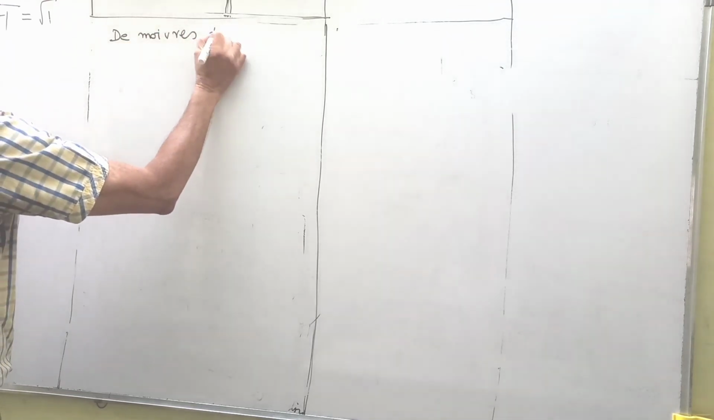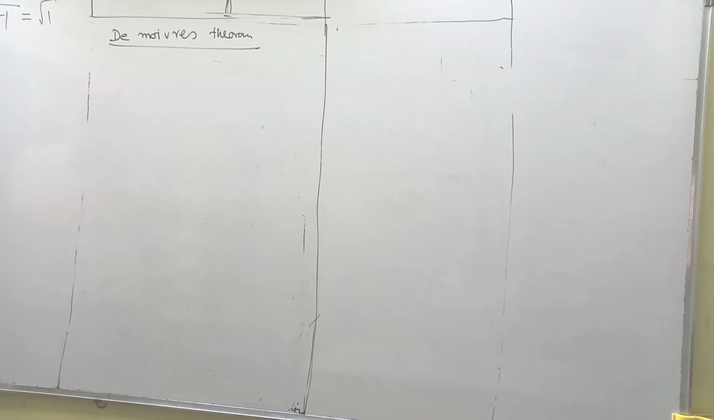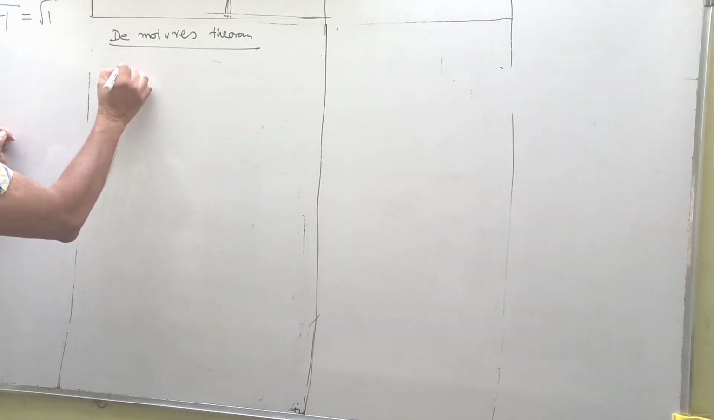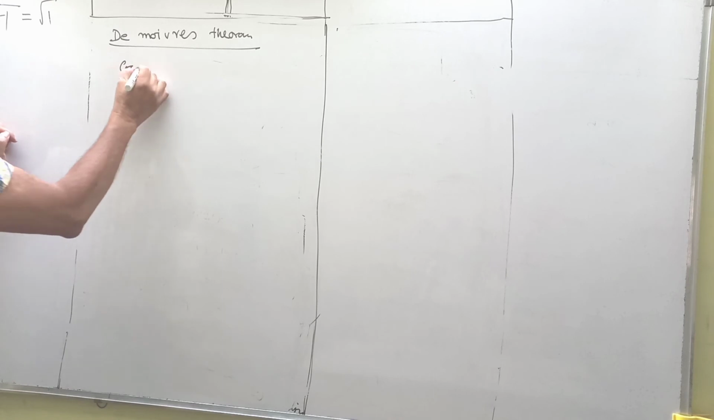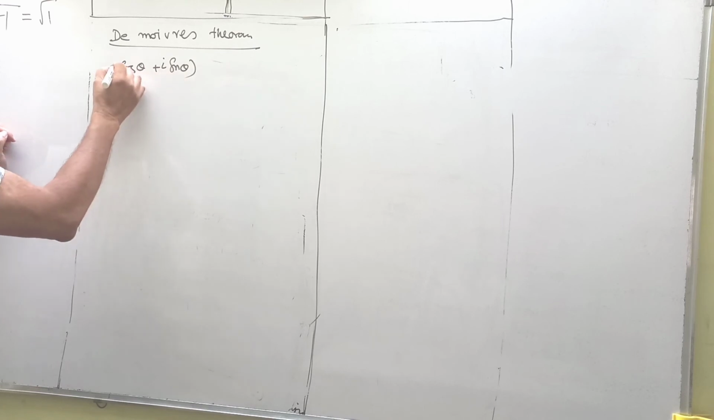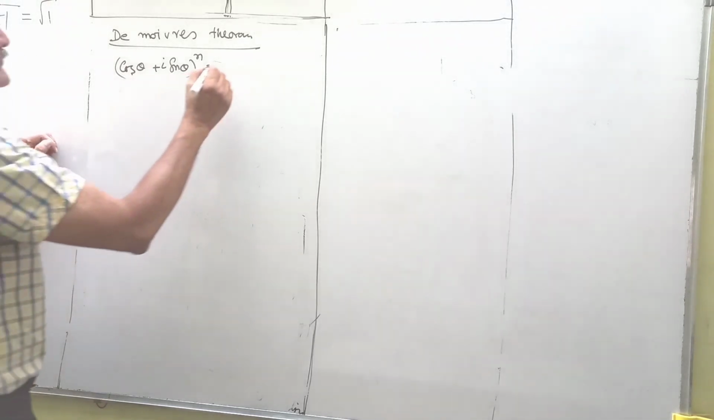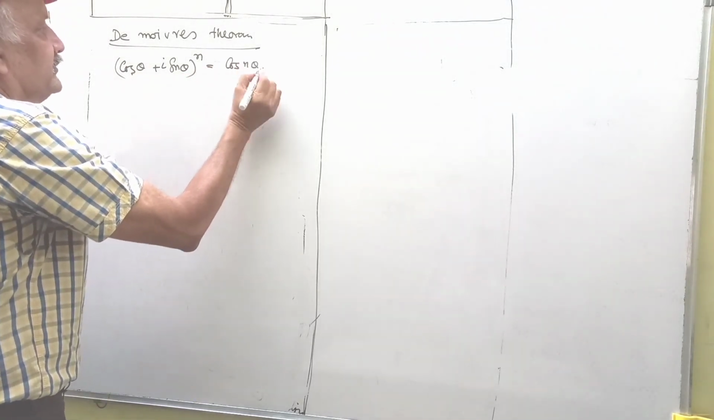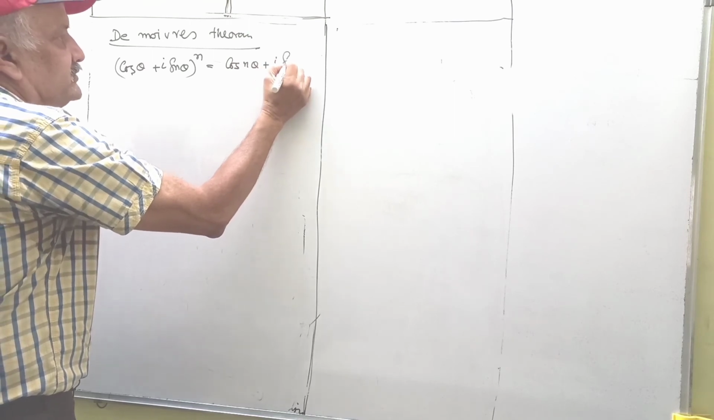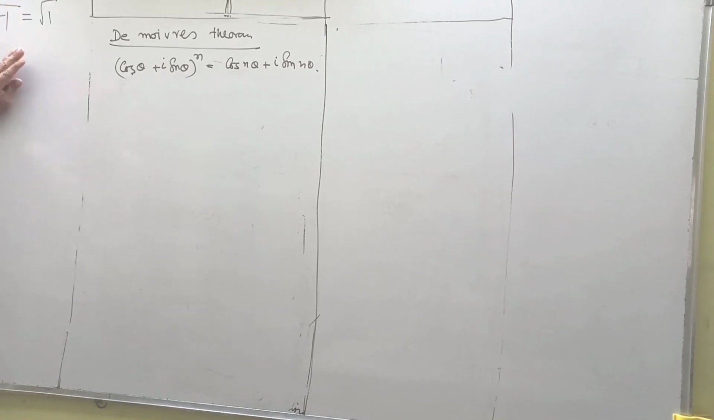De Moivre's theorem. What does the theorem say? The theorem says (cos theta plus i sin theta) to the power n can be written as cos n theta plus i sin n theta. I do not know how the book has proved the formula; I am just taking two lines. That formula can be proved in two lines.